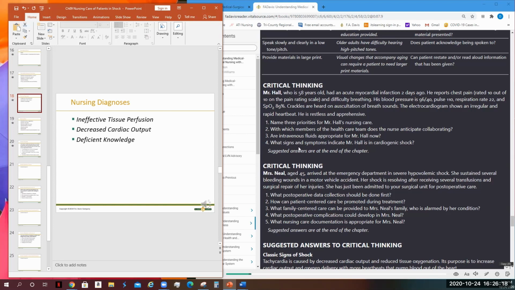Critical thinking. Mrs. Neal, age 45, arrived at the emergency department in severe hypovolemic shock. She sustained several bleeding wounds in a motor vehicle accident. Her shock is resolving after receiving several transfusions and surgical repair of her injuries. She has just been admitted to your surgical unit for post-operative care. What post-operative data collection should be done first?